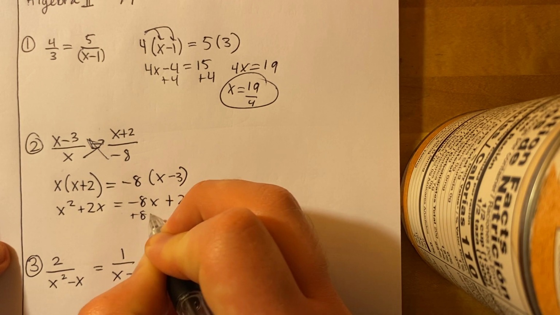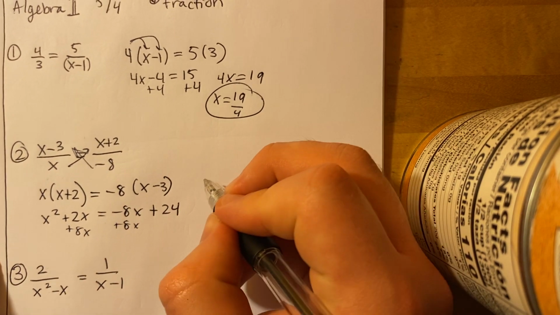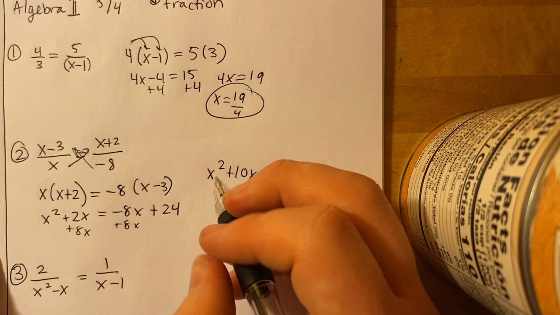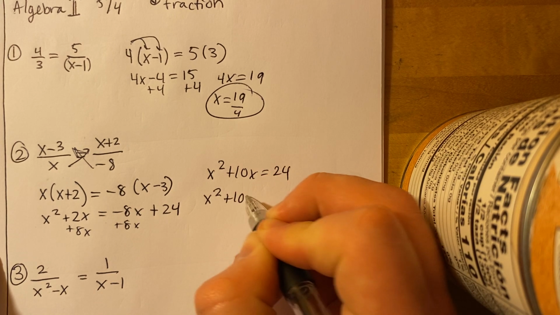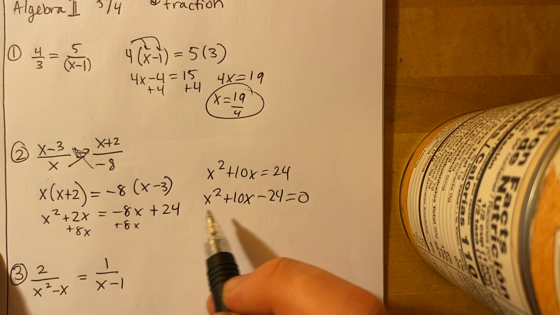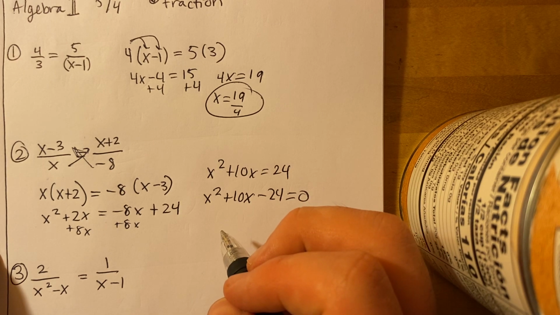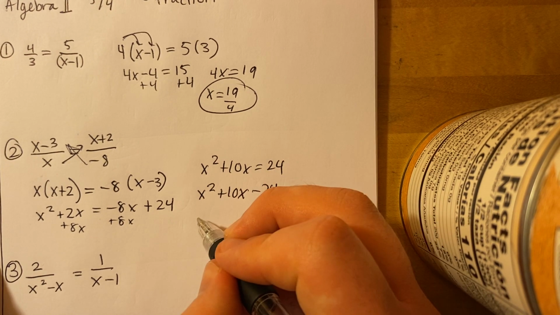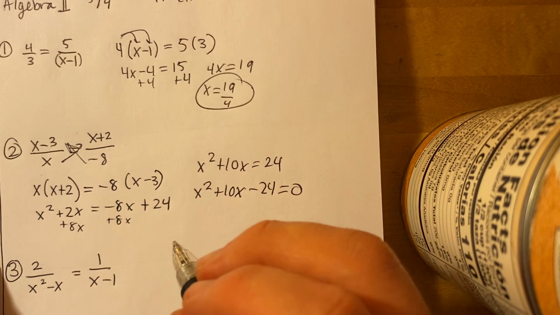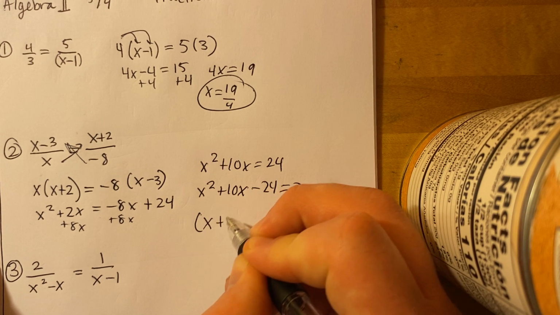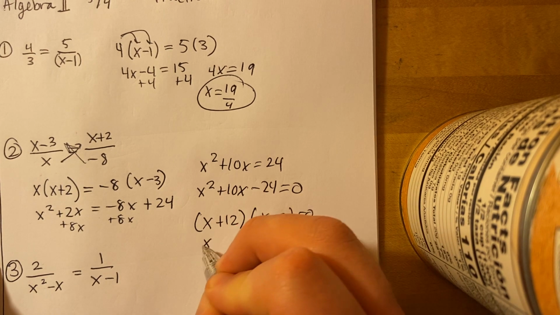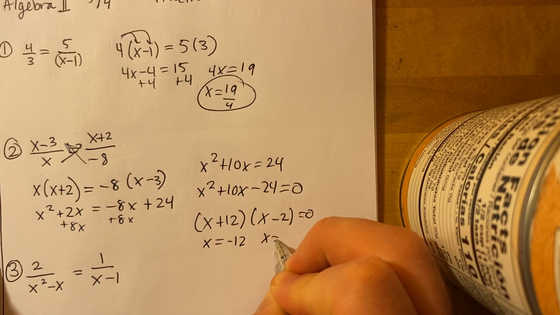All right, so add 8x on both sides. So we're left with x squared plus 10x equals 24. We'll move 24 to the other side. We're left with x squared plus 10x minus 24 equals 0. So we're left with that nice monic polynomial there. So we can go ahead and factor that. 24 in this case would be what? Positive 12, negative 2. So x plus 12, x minus 2 equals 0. So x equals negative 12, x equals 2.